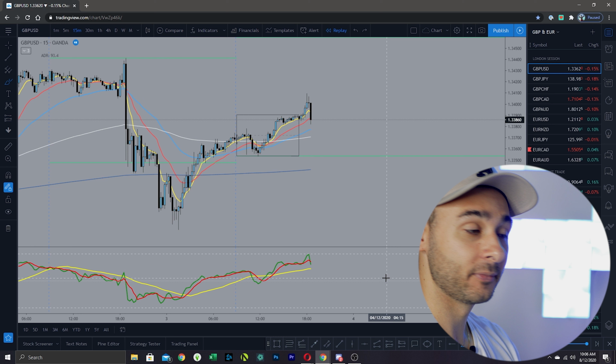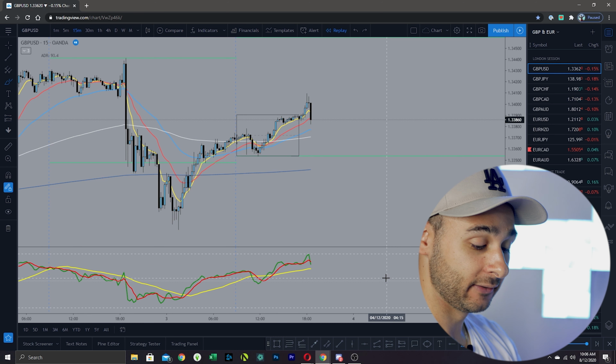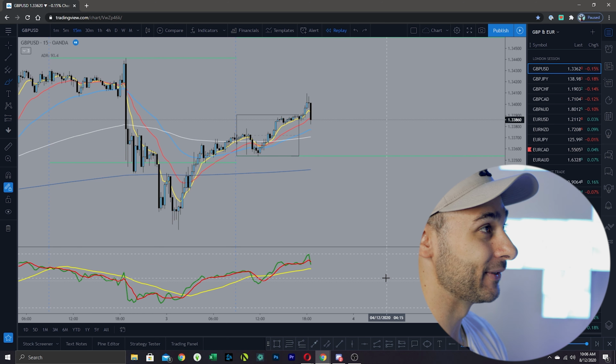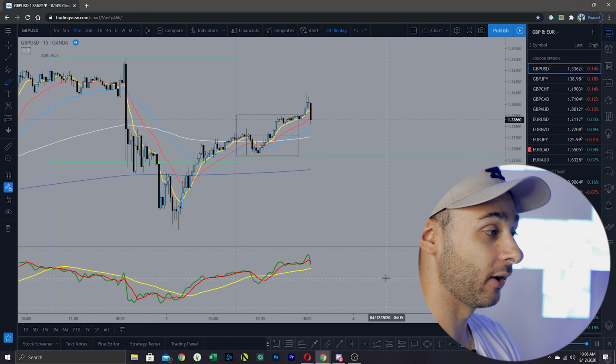So the 8 on top, the 21 below the 8, the 50 below the 21, the 200 below the 50, and the 800 below the 200. That is a full trending market on the 15 minute.